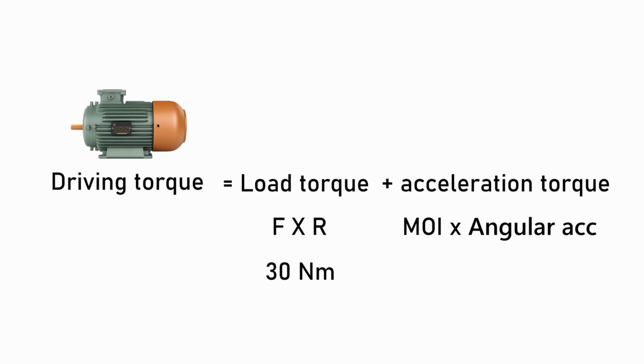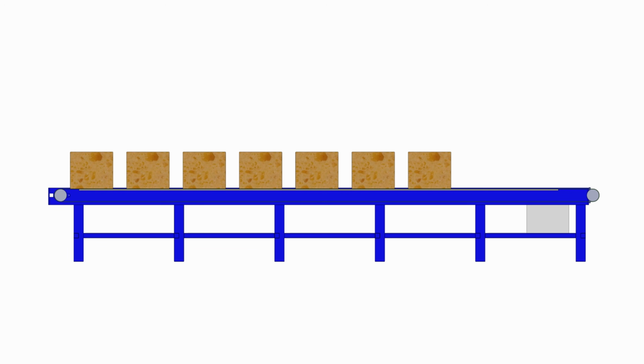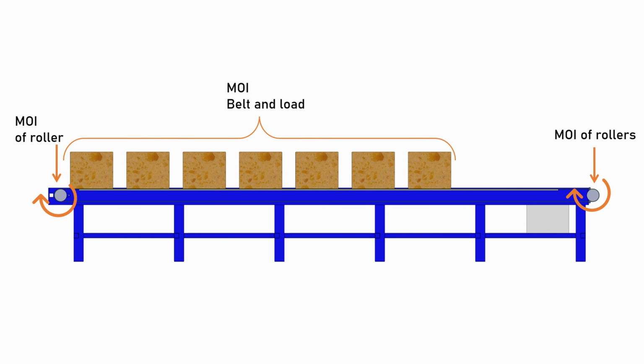And this is exactly where most engineers make mistakes. Most engineers either completely ignore the acceleration torque, or if they calculate the acceleration torque during moment of inertia calculation, they only consider the inertia of rotating parts and completely ignore the inertia of the parts which are moving linearly. For example, in a belt conveyor, total moment of inertia is not only the inertia of rotating rollers, it also includes the inertia of the moving belt and carried load.